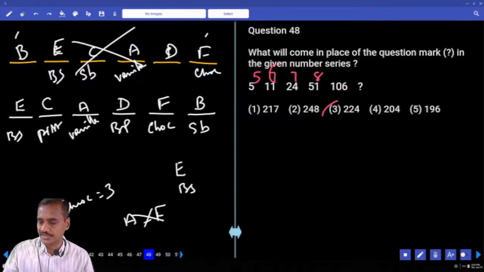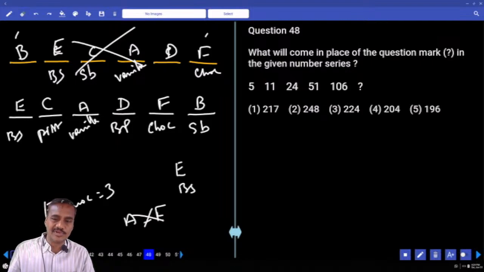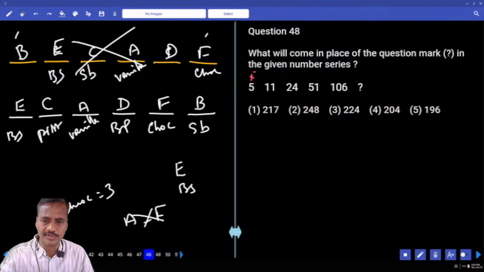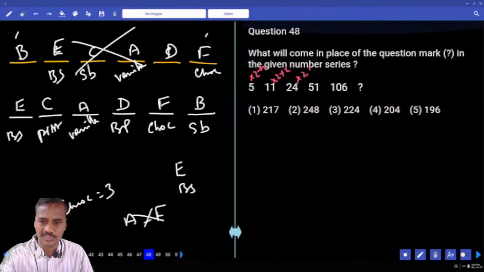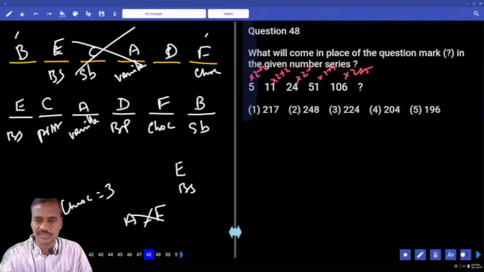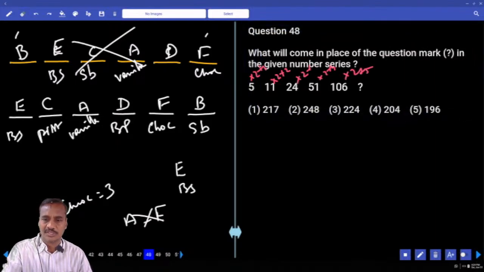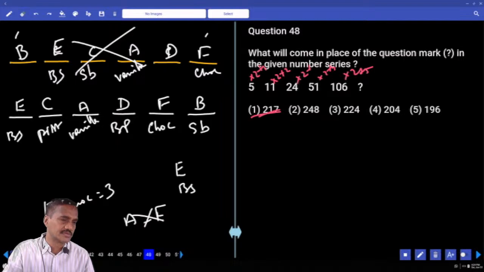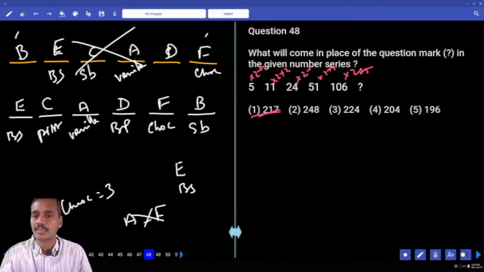Then the next one, 48. Now in this, 5, 11, 24. The pattern is 5 into 2 plus 1. Now 11 into 2, 22 plus 2. Into 2 plus 3. Into 2 plus 4. Into 2 plus 5. 6 into 2, 12 plus 5 is 7 raw 1. 7 is the only choice 1, 48. Into 2.